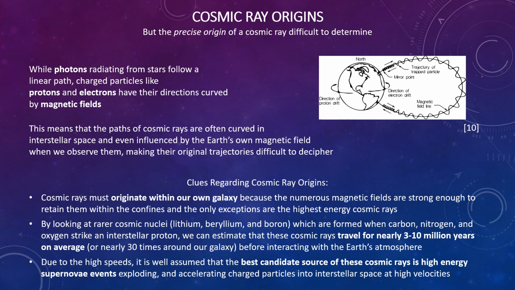We can estimate that cosmic rays travel for nearly 3 to 10 million years on average, or roughly 30 times around our galaxy, before they interact with the Earth's atmosphere. And due to their high speeds, it's well assumed that the best candidates for these cosmic rays are super energetic explosions like supernovae, which accelerate these charged particles into interstellar space at high velocities.